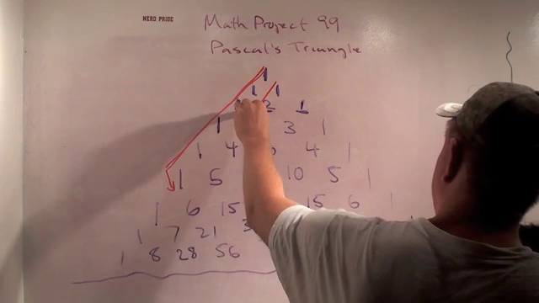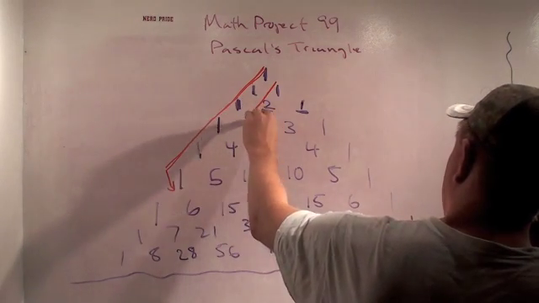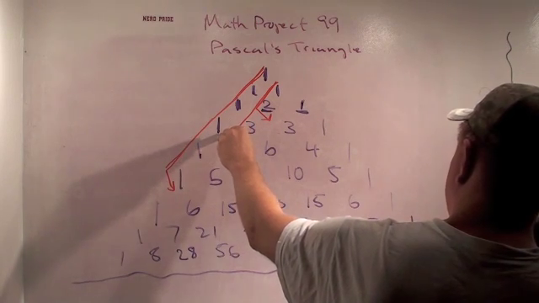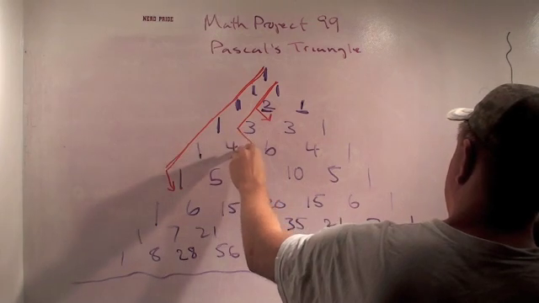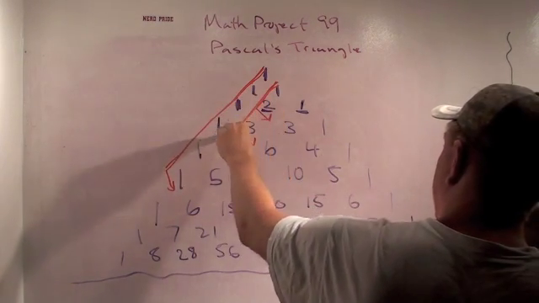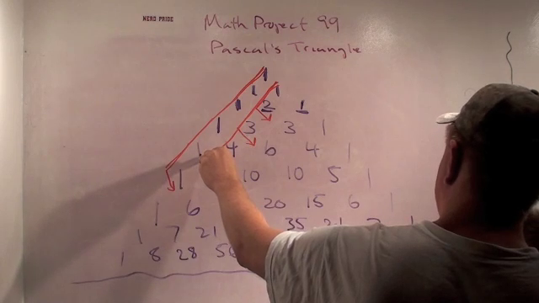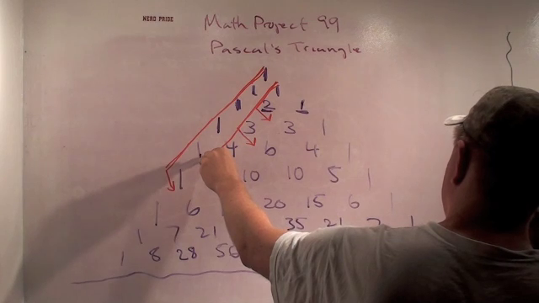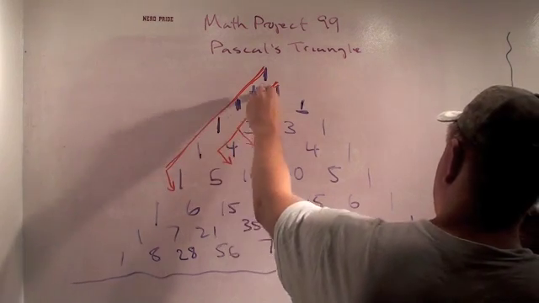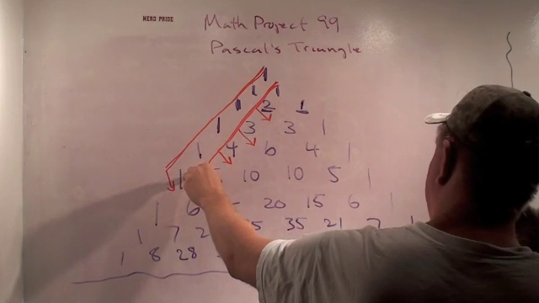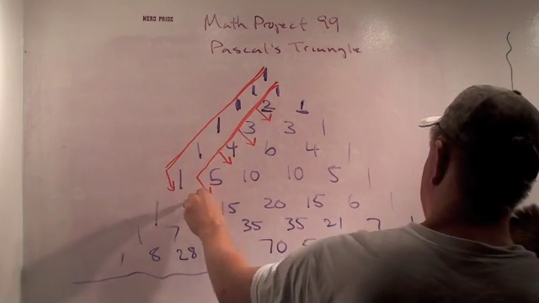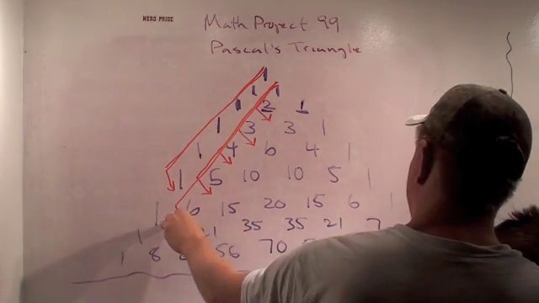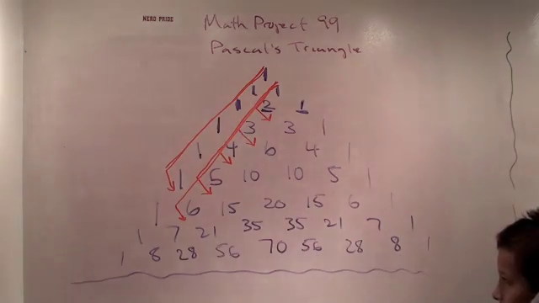1 plus 2 is? 3. 1 plus 2 plus 3 is? 6. 1 plus 2 plus 3 plus 4 is? 10. 1 plus 2 plus 3 plus 4 plus 5 is? 15. 1 plus 2 plus 3 plus 4 plus 5 plus 6 is? 21. Wow, so it seems to be true for that diagonal.